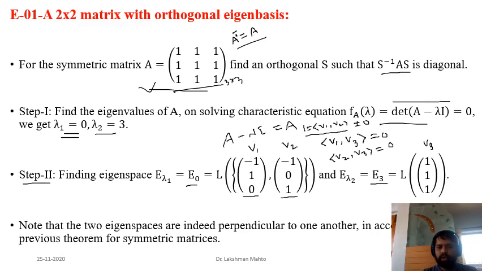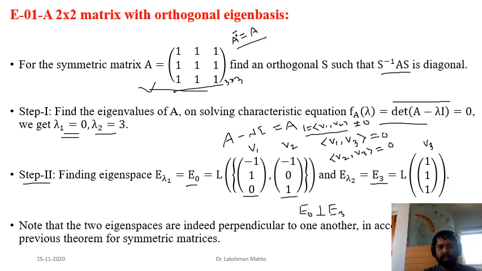Note that the two eigenspaces are indeed perpendicular to one another. So we can say that E3 is perpendicular to E0. Here E0 is a two-dimensional eigenspace and E3 is one-dimensional, and all of these are in R3. So you can say that E3 is an orthogonal complement of E0. Simply I would like to write it this way: E0 is perpendicular to E3.